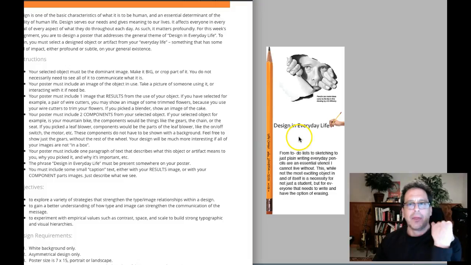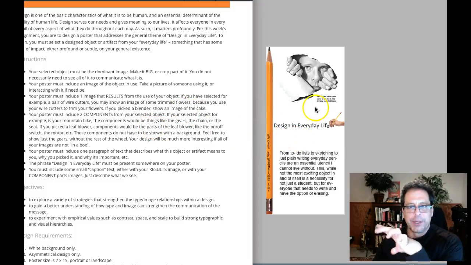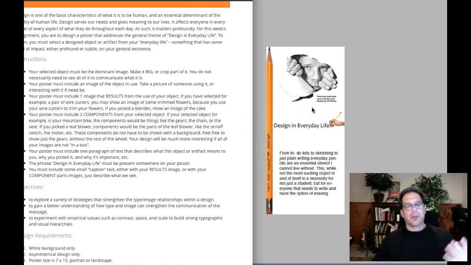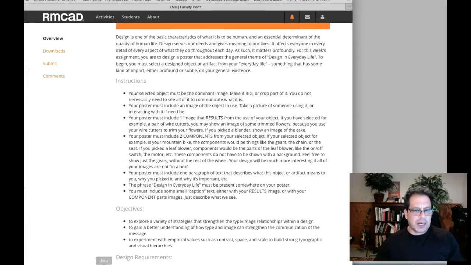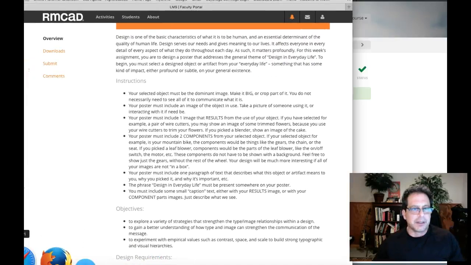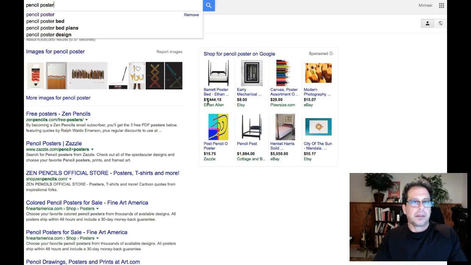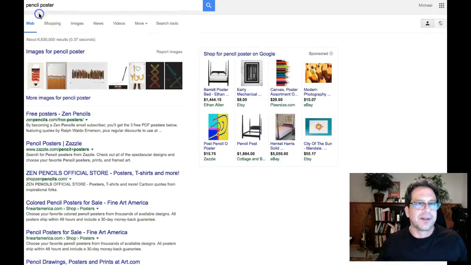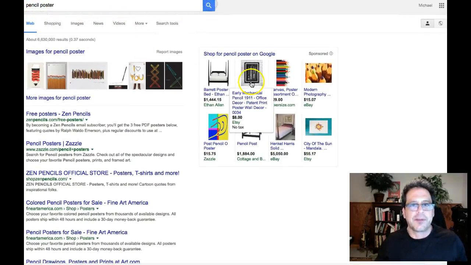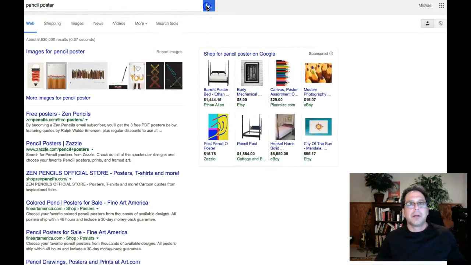I'm thinking about the composition, and about the way that we can enhance it in terms of communicating with typography as well as image. Okay. Now I want to pull something up for you here. I did a real quick bit of research and I want to show you something that I found. I just Googled pencil poster.